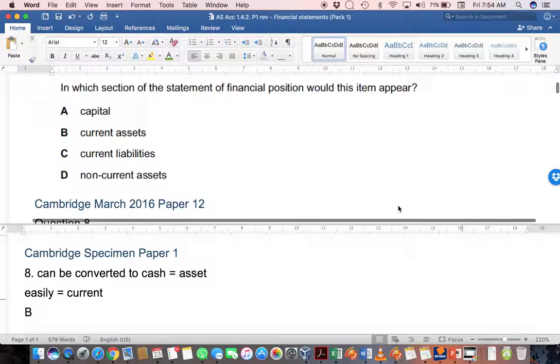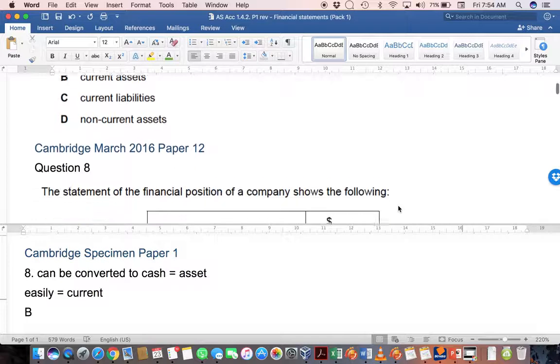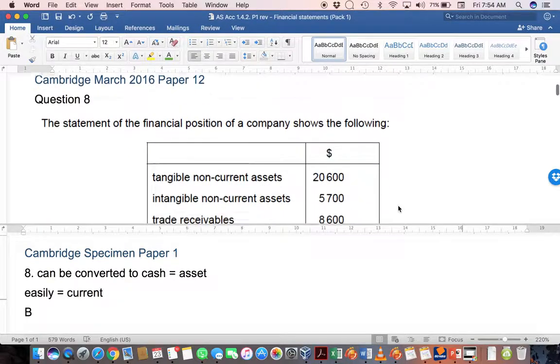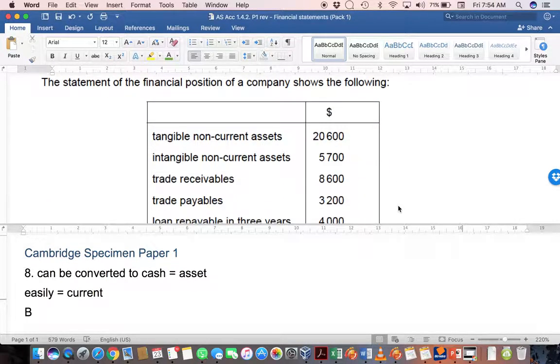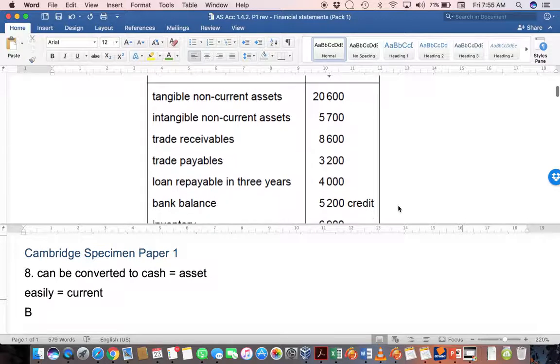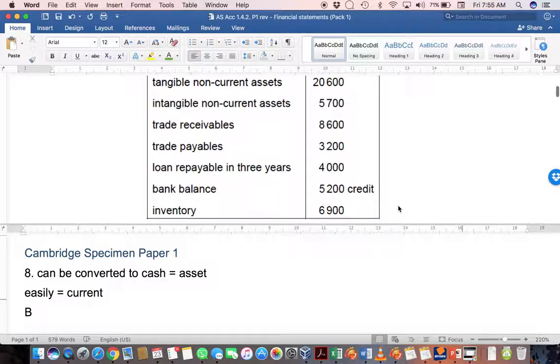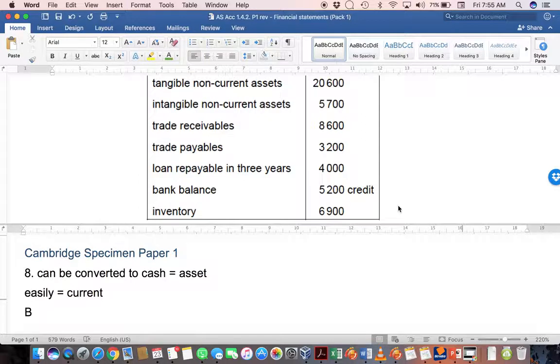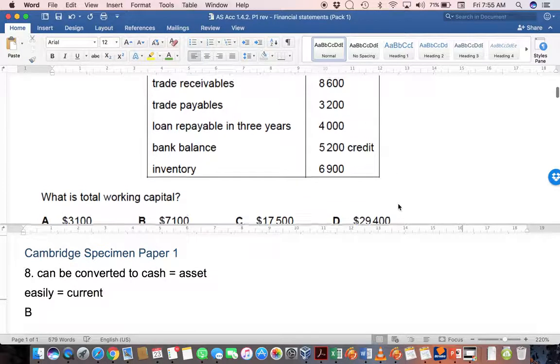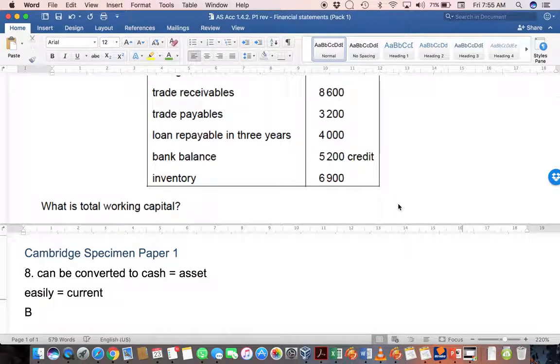Cambridge March 2016 paper 1-2, question 8. The statement of financial position of a company shows the following, and we have a variety of items given over here, a number of different pieces. Let's quickly first go and find out what we want. What is the total working capital?